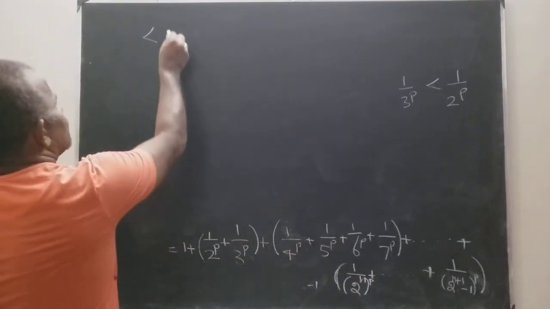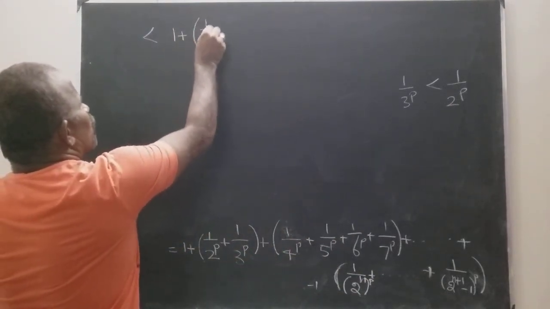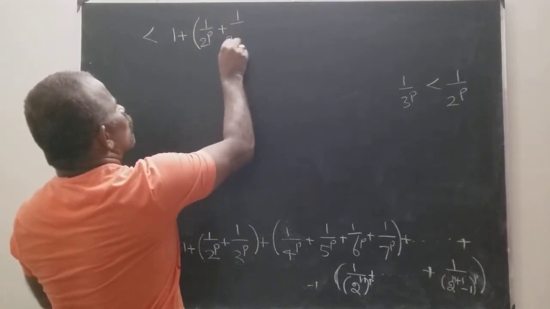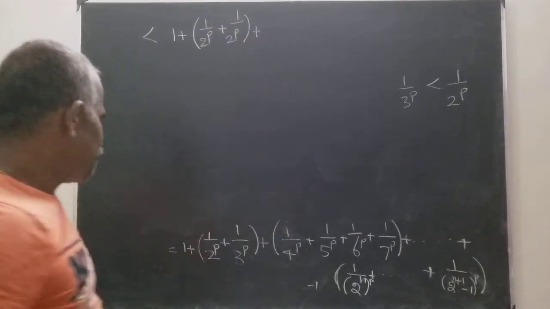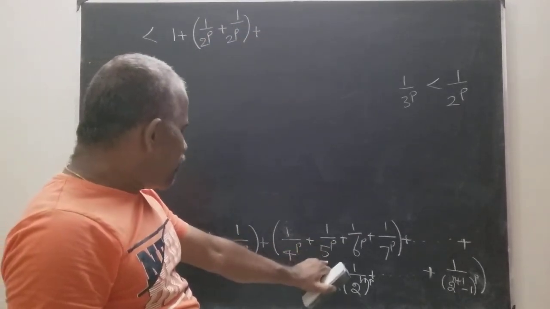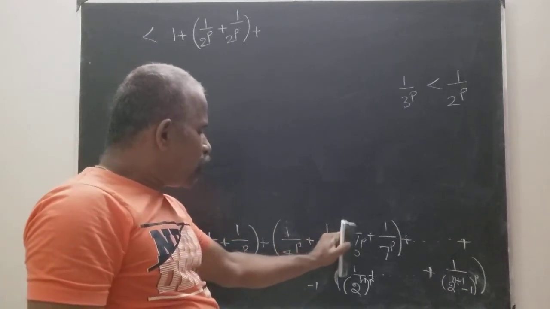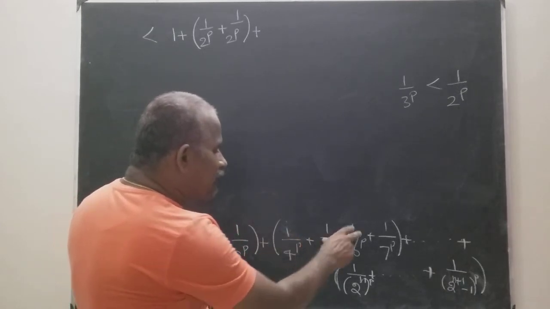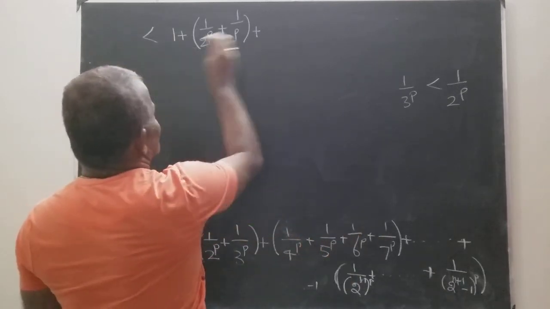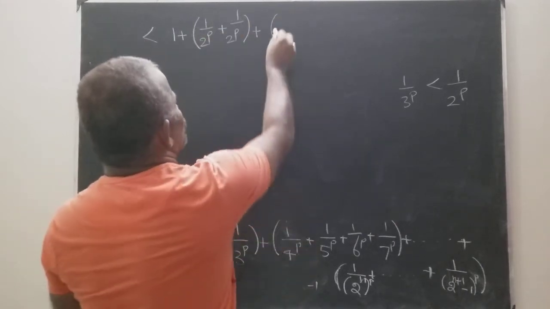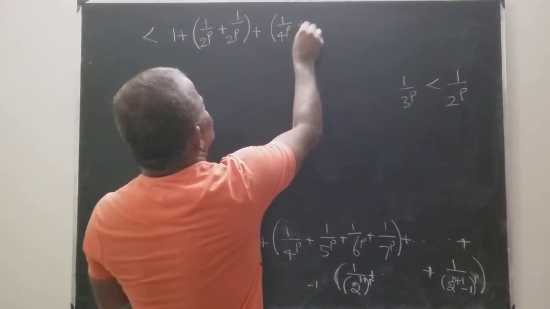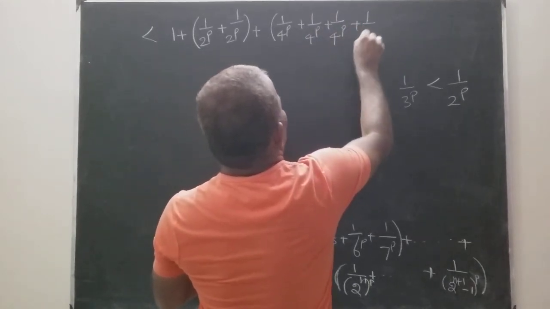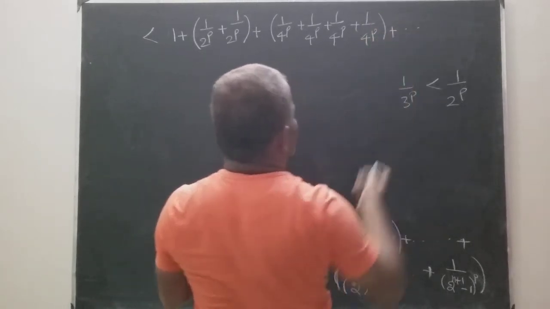So therefore this is less than 1 plus 1 by 2 power p plus 1 by 2 power p plus. Similarly 1 by 5 power p is replaced by 1 by 4 power p, and 1 by 6 power p is replaced by 1 by 4 power p. So 1 by 4 power p is bigger than all those terms. So therefore again this is less than 1 by 4 power p plus 1 by 4 power p plus 1 by 4 power p plus 1 by 4 power p plus etc.